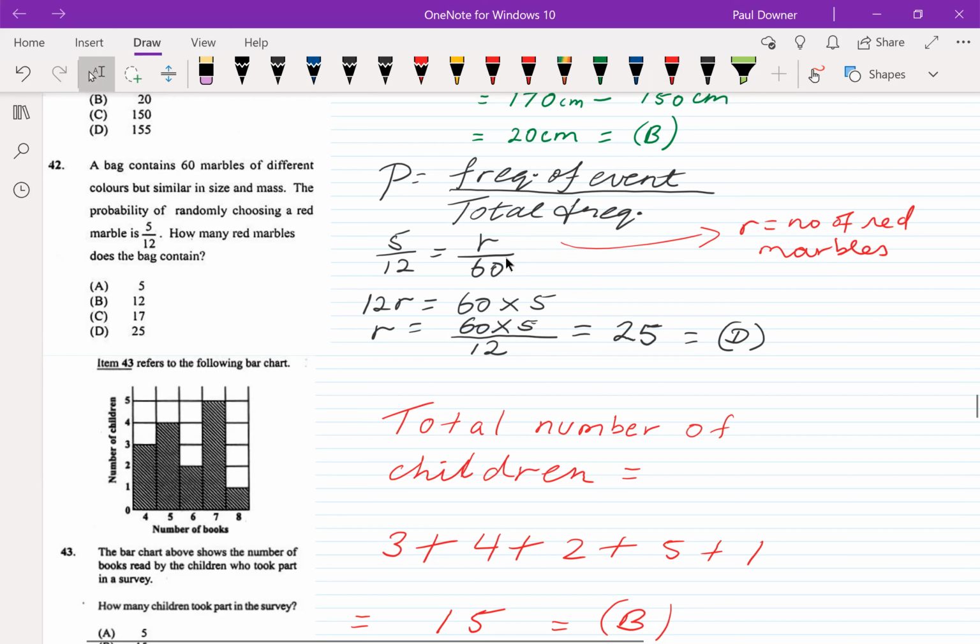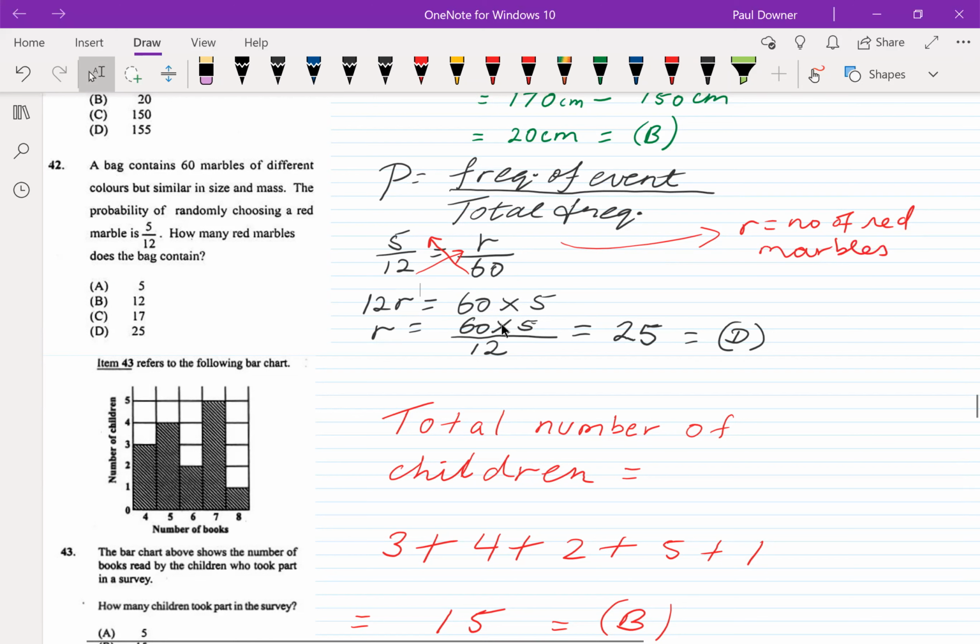So R over 60 is the probability, but they told us that that was 5/12. So these two must be equal. So let's cross multiply now. 12 times R. Remember what is cross multiplying? These two multiplied must be equal to these two multiplied. So 12 by R must be equal to 60 by 5. And therefore, R must be equal to 60 by 5, divided by 12.